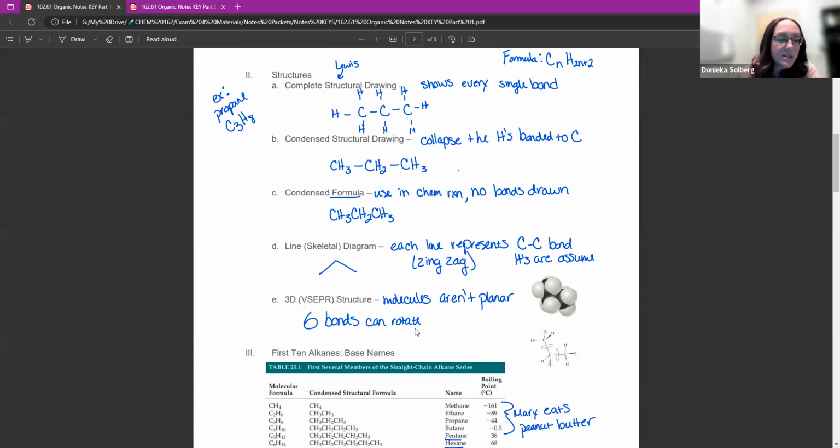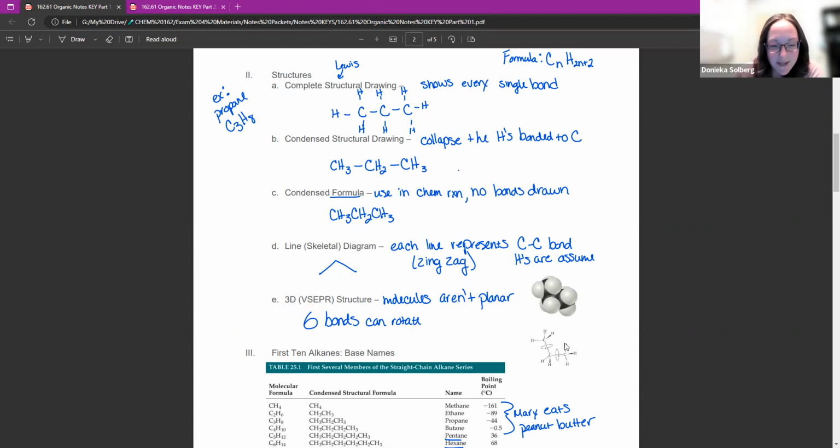So if you remember from 161, and it's okay if you don't, any sigma bonds or single bonds can rotate. Okay, double bonds can't, they're rigid structures, but if it's a single bond, you can rotate those around. If you have a molecular model kit, you can see you can twist those if it's just a single bond. That's called rotation. So there's free rotation. Now, it's not a straight line like we draw in a Lewis dot structure. They're kind of staggered like they are in the line or skeletal drawings.